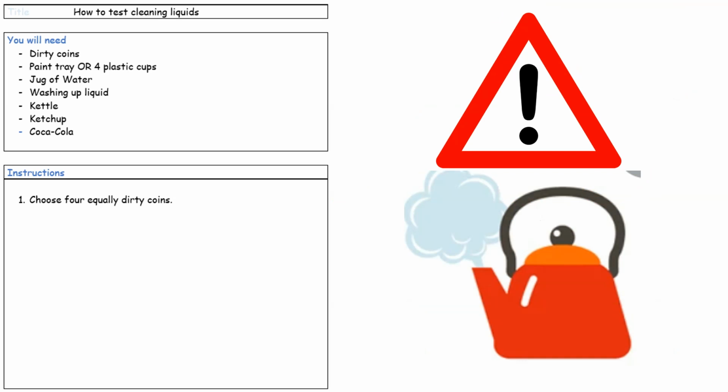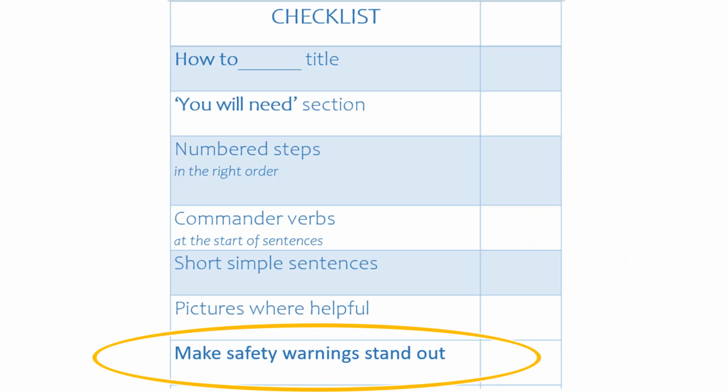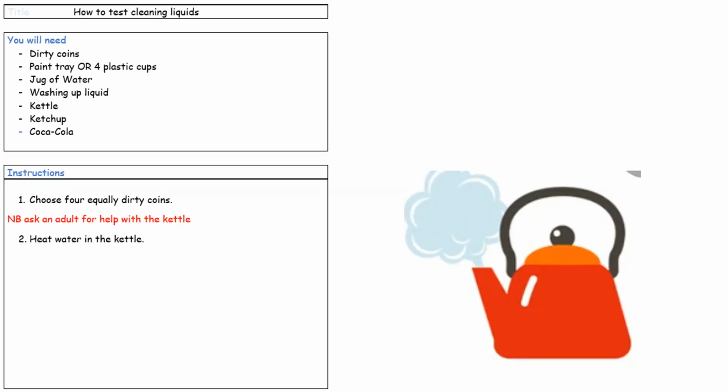Next we have the liquids. Because boiling water can be very dangerous, we're going to put a safety warning here. Safety warnings have to stand out. So I'm going to use thick red letters and I'm going to write NB next to it. NB. Ask an adult for help with the kettle.